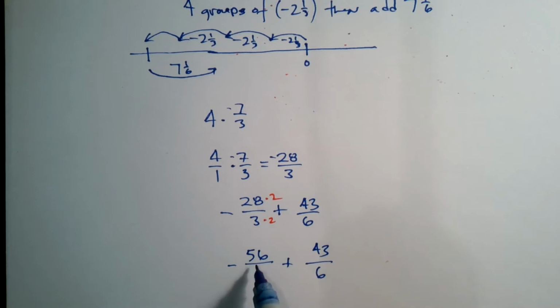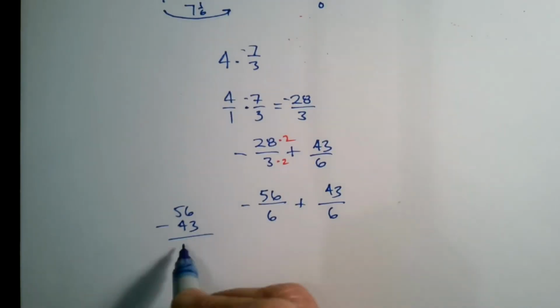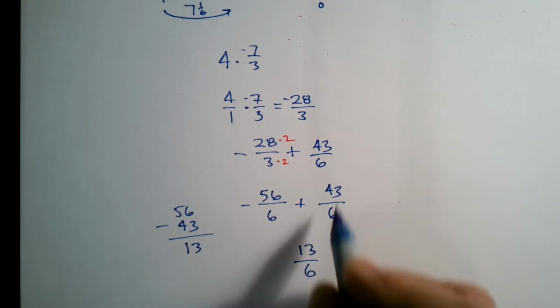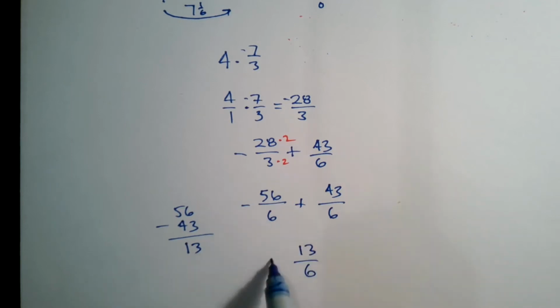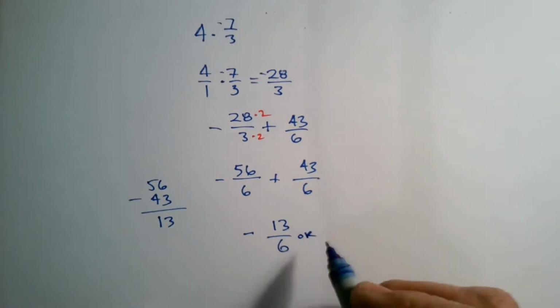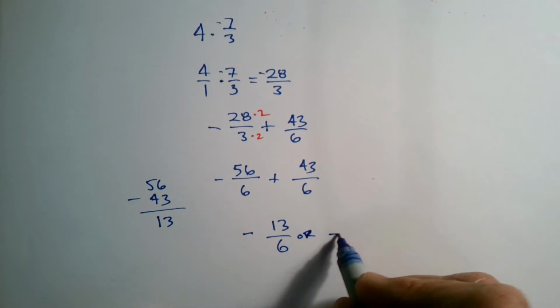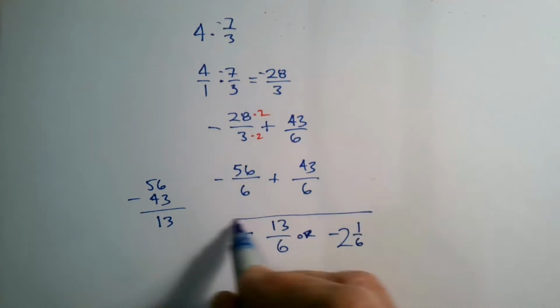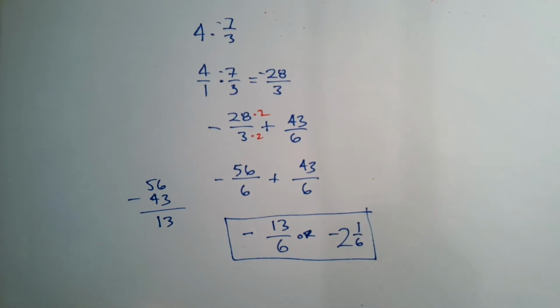When I have a negative and a positive, I'm really subtracting the numbers. I take 56 and 43, subtract them, and get 13, so I have 13/6. Then I go back and say there was more negative, so it's -13/6. Or if you were going to rewrite it as a mixed number, it would be -2 and 1/6. So either way, there's A.